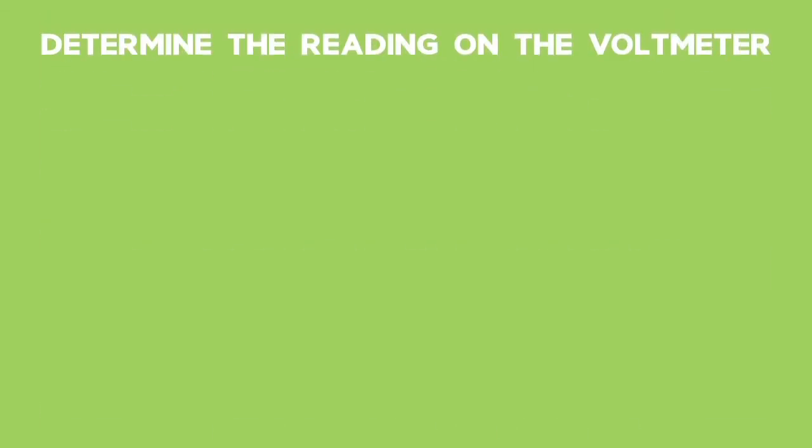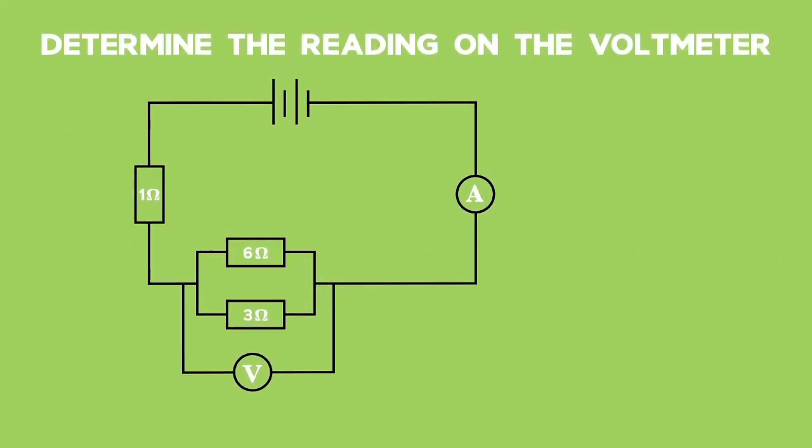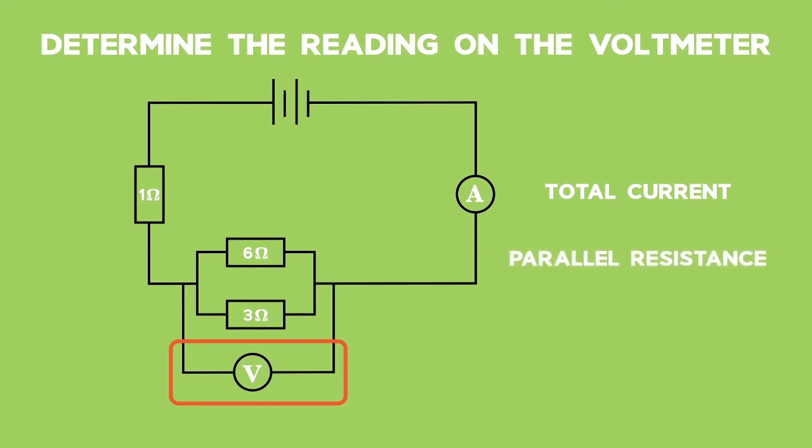The next question asks us to determine the reading on the voltmeter. The voltmeter is across the parallel part of the circuit. So we need the total current from the series part of the circuit and the parallel resistance to work out the voltmeter reading across the parallel part of the circuit.